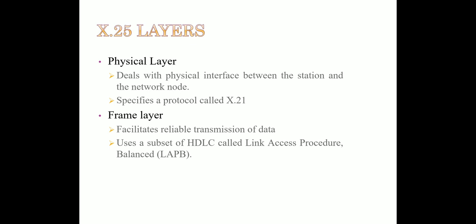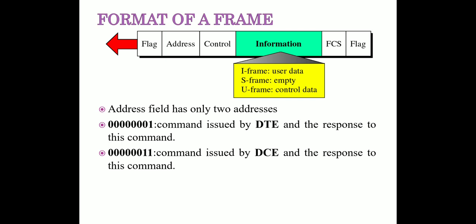Next, since the frame layer has a frame, we have the format of the frame. The frame consists of flags to identify the frame, and contains an address field, control field, information field, and frame check sequence field. In the information field, if it is an I frame, it will contain user data. If it is an S frame, the information field will be empty. If it is a U frame, it will have control information. These three types of frames we will talk about later.